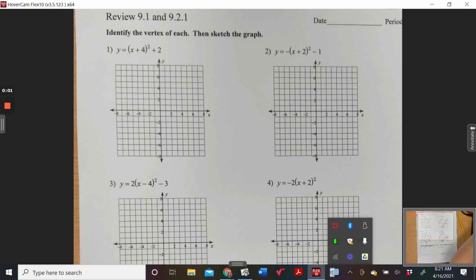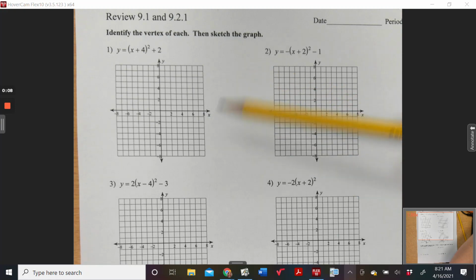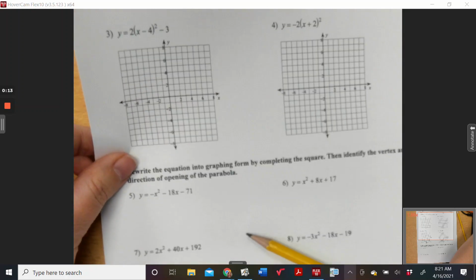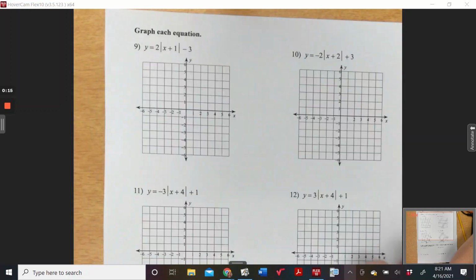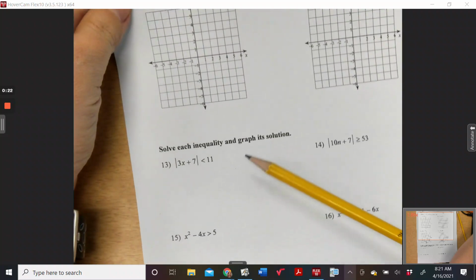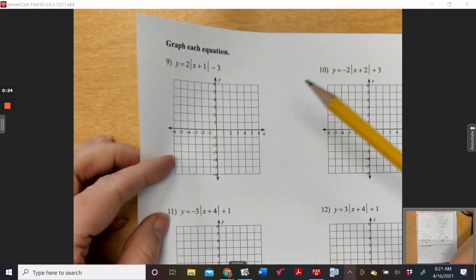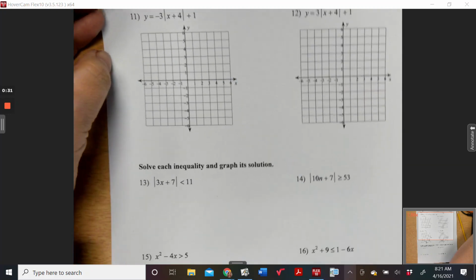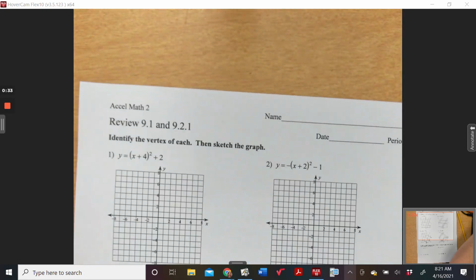Alright, we're going to be reviewing for the quiz that's coming up with this video. We're going to be talking about graphing parabolas, changing standard form into graphing form, graphing inequalities, graphing absolute value equations, and solving inequalities, both absolute value and quadratic. They're very similar, and they kind of go together. So we're going to start with graphing.